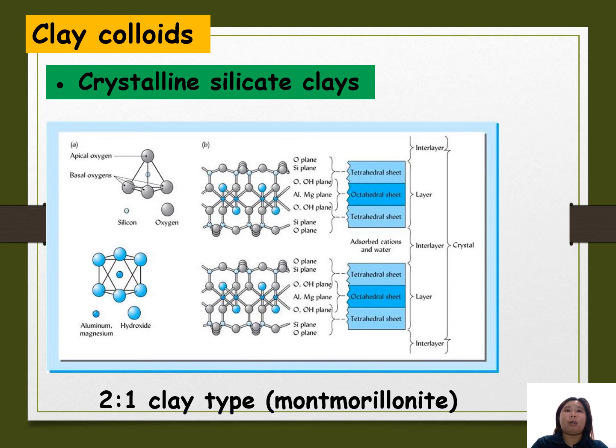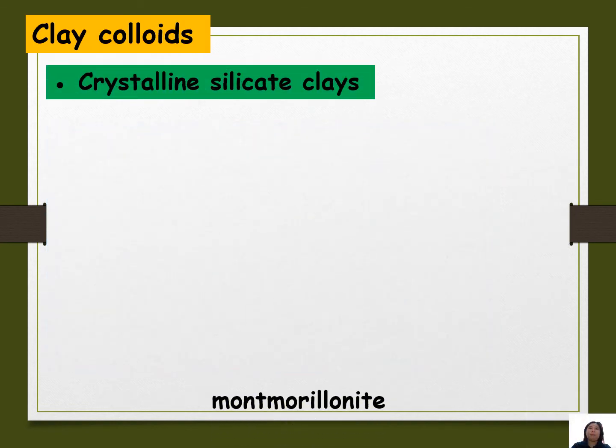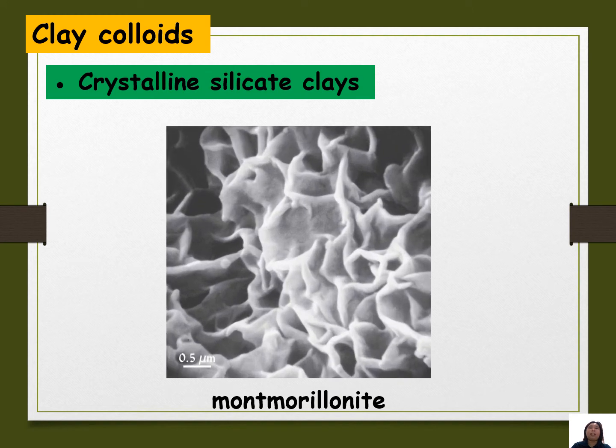So this is the structure of the 2:1 clay type, montmorillonite. We have two tetrahedral sheets sandwiching the octahedral sheet. And there is the interlayer space that can be entered by water. So this type of clay, when wet, can expand, and when dry, can shrink. Water can move into the clay structure of the 2:1 clay minerals, causing them to expand. So this is montmorillonite under the microscope.